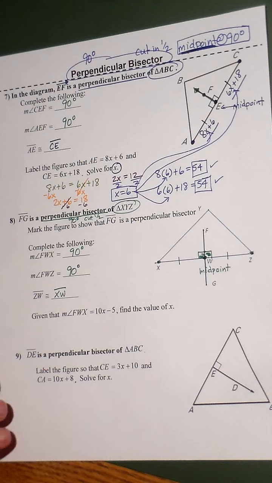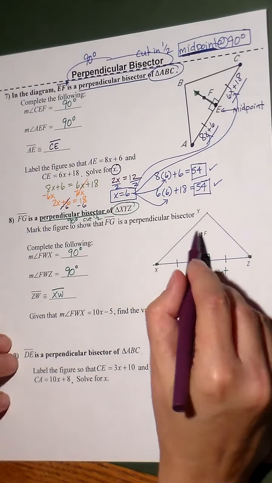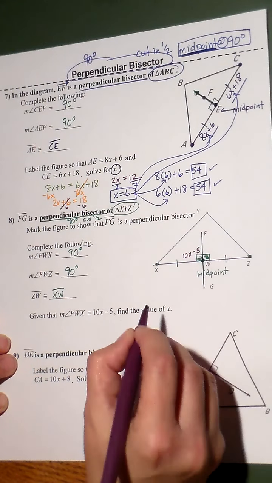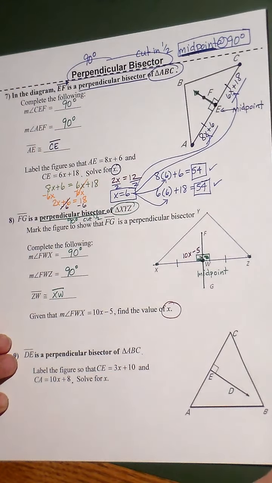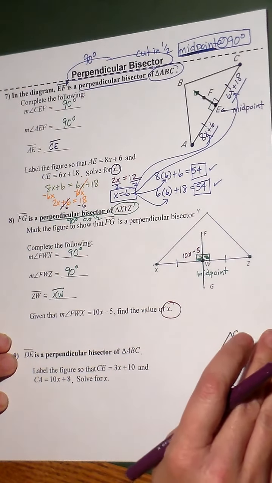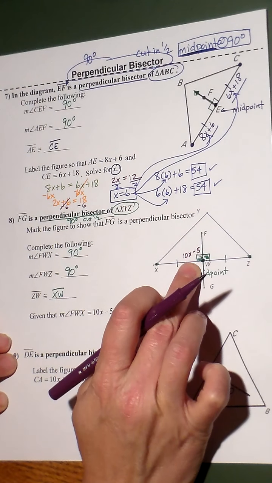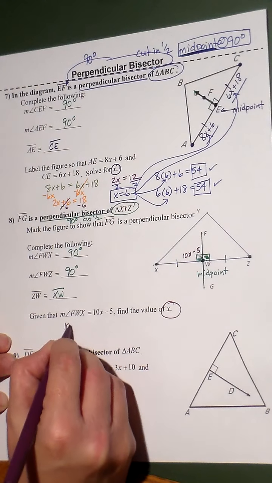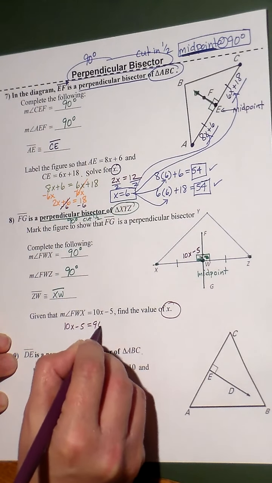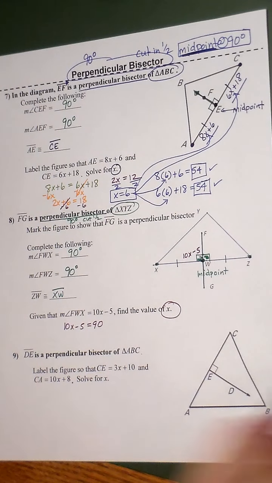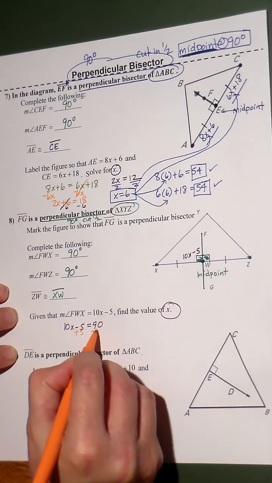So let's look at the next example. It says, if the measure of angle FWX is 10x minus 5, find x. The first thing everybody wants to do is say, wait a minute, there's nothing to set it equal to. I don't know what that one is. You don't have to. It's a perpendicular bisector. What do we already know this angle measures? 90, right? So I know that 10x minus 5 has to come out to 90 degrees, right? Wow. Pretty smooth, right? So I'm going to solve this, and I'm going to add 5 to both sides.